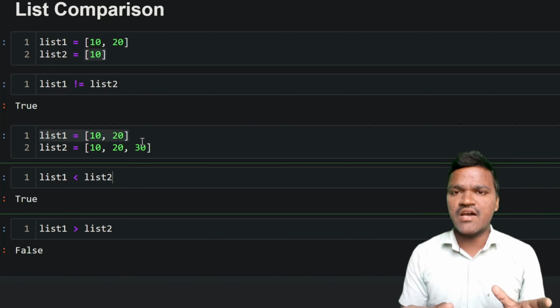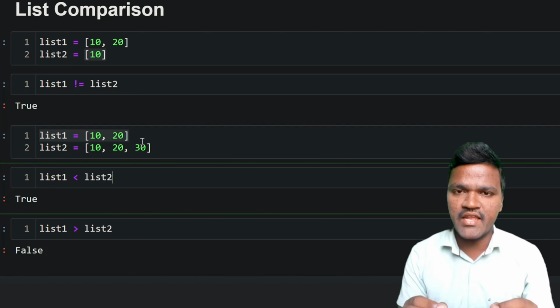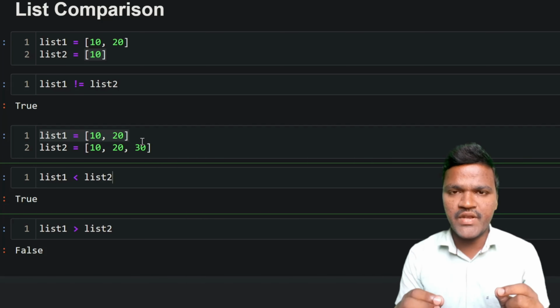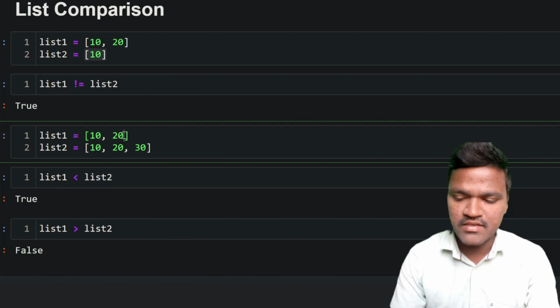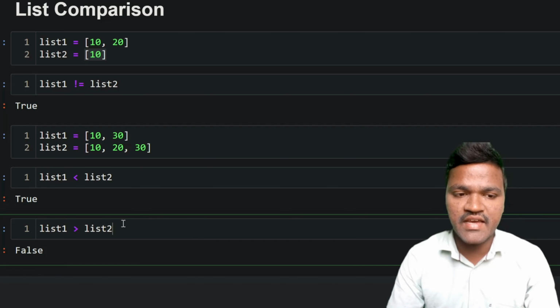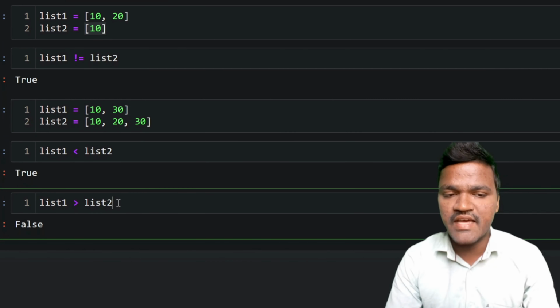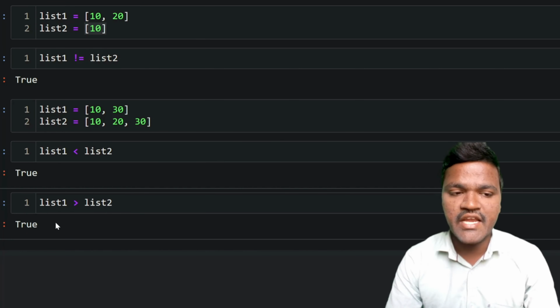Whether it is greater than or less than, the comparison happens element by element. Once the elements are completed, only then will it check the length. If I mention 30 here, as I did previously, and execute greater than, list 1 is greater than list 2, and it returns true. We have also seen this with the previous example.